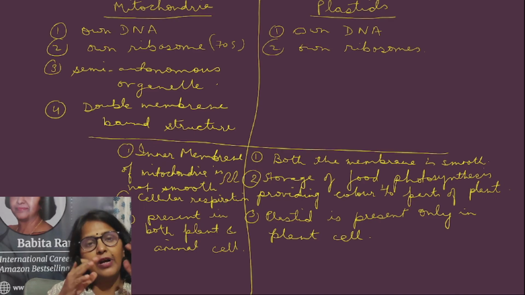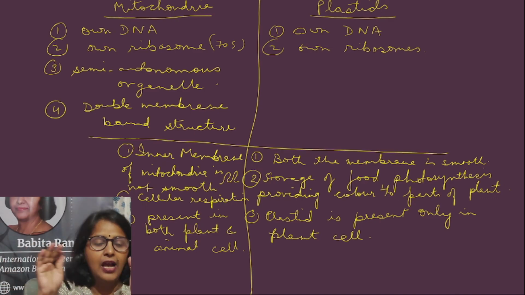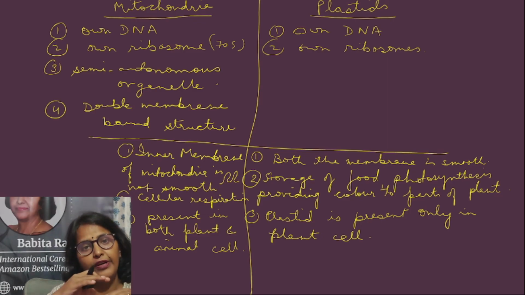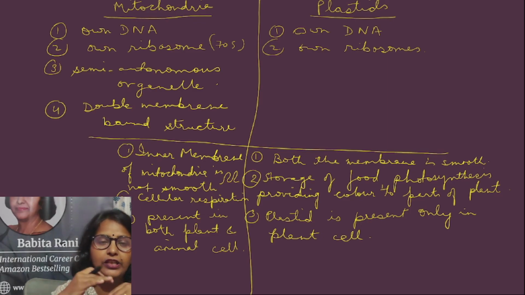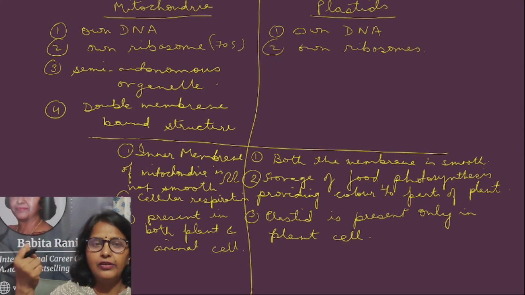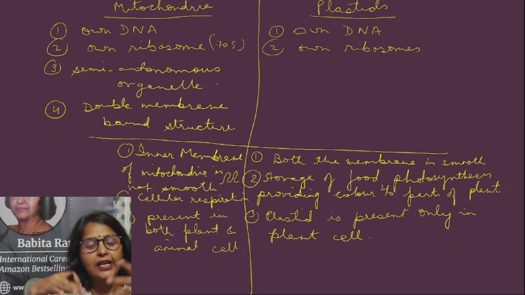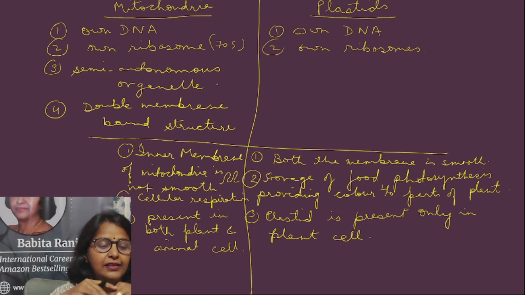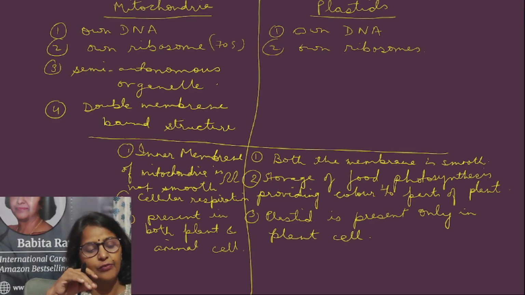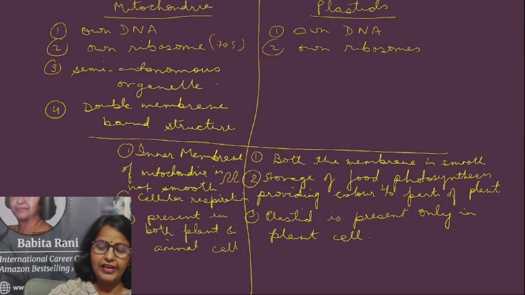Both of them are double membrane bound structures. If you look at the differences, the inner membrane of the mitochondria is not smooth, it is folded, whereas both the membranes in plastid are smooth. Cellular respiration takes place in mitochondria, whereas storage of food, photosynthesis, providing color to different parts of the plant like leaf, flower, fruit is done by plastids, and mitochondria is present in both plant and animal cell. So these are the differences between mitochondria and plastid.